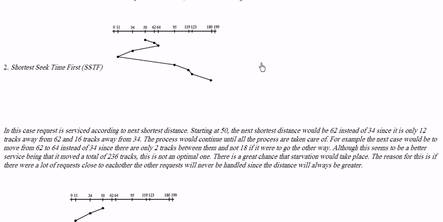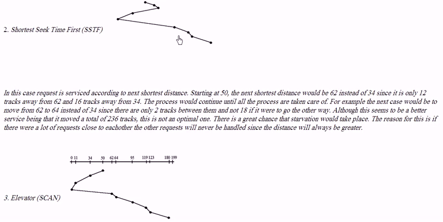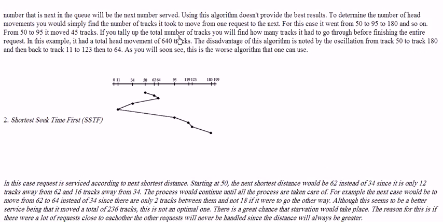So you should notice this case, that there is a chance for starvation, because if there were a lot of requests close to each other, for example, we have 95, 96, 97, many requests close to each other, we can have some kind of starvation, because the other requests will never be handled, since the distance will always be greater. So you should take care of this: a chance for starvation in the shortest seek time first.